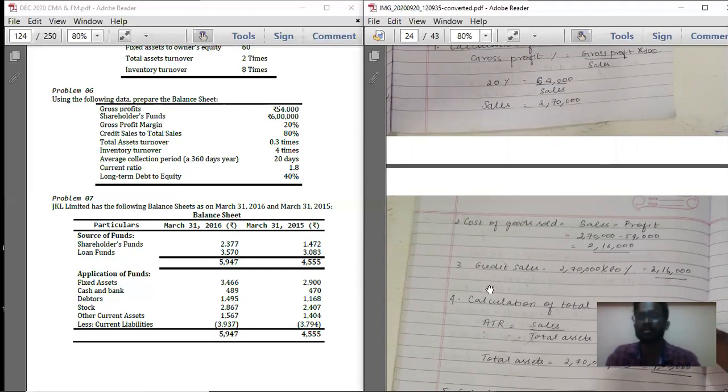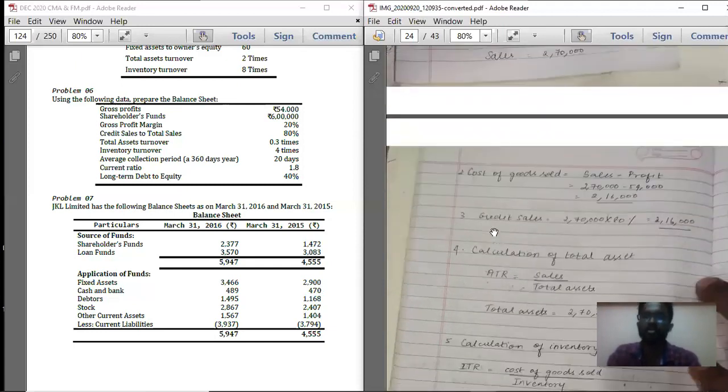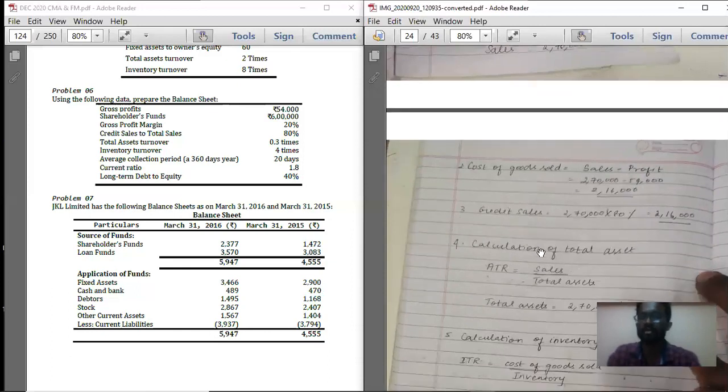Below that point number 2, cost of goods sold is equal to sales minus profit. What is the sales? 2,70,000, which we found in working note number 1. 2,70,000 minus 54,000, so it is equal to 2,16,000.